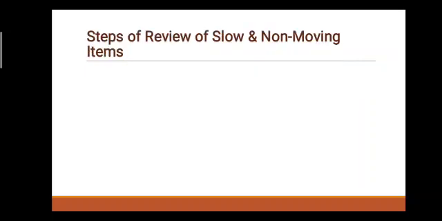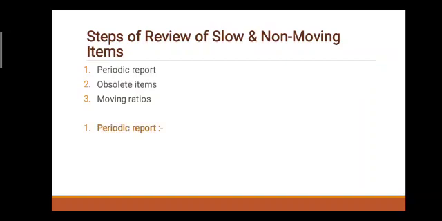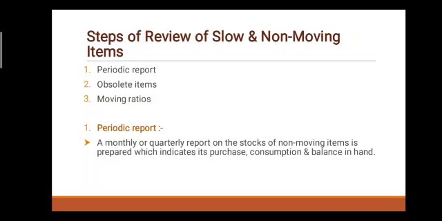Next point, steps of review of slow and non-moving items. First, periodic report. Second, obsolete items. Third, moving ratios. We will discuss one by one. First, periodic report. A monthly or quarterly report on the stocks of non-moving items is prepared, which indicates its purchase, consumption and balance in hand. These reports are given to the management.